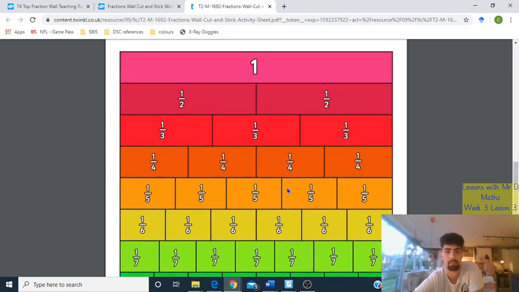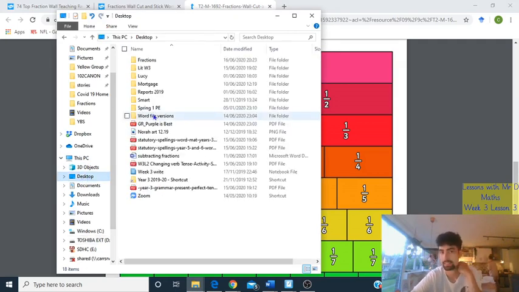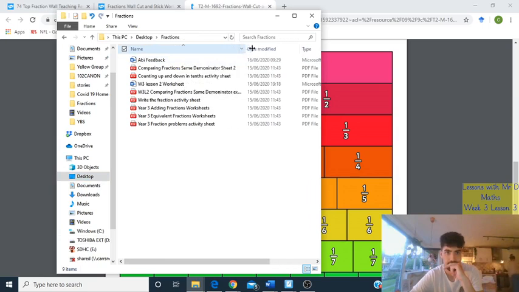I feel like I've been rambling, but I will put some fraction equivalence questions online as well. Let me find those for you.